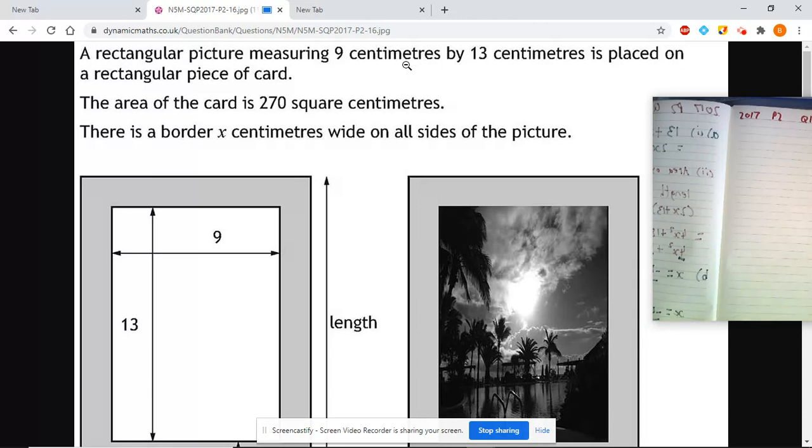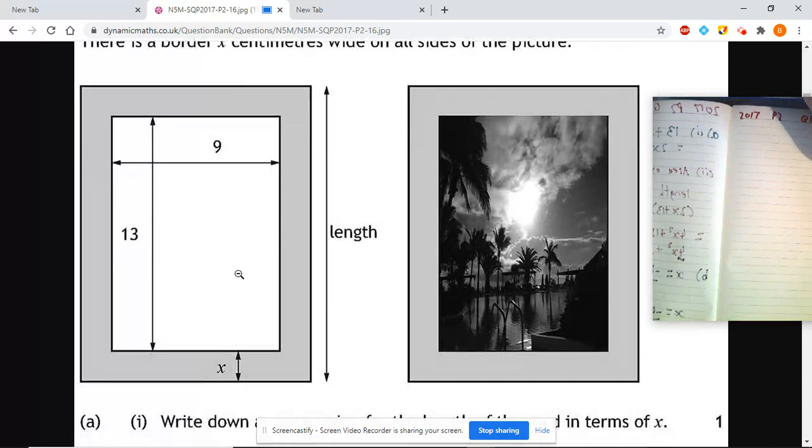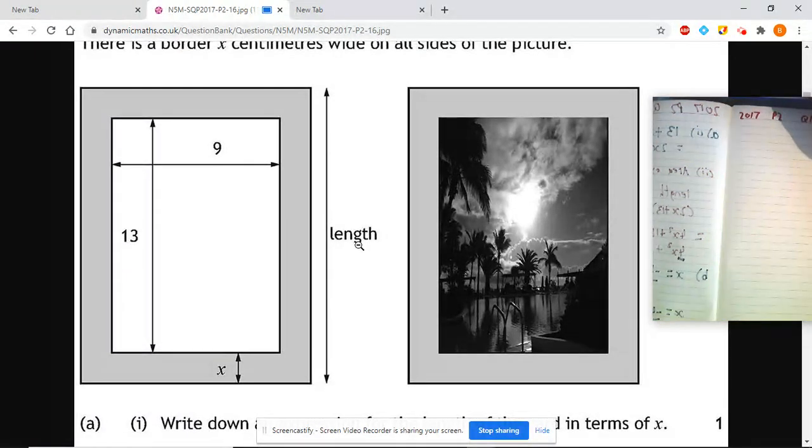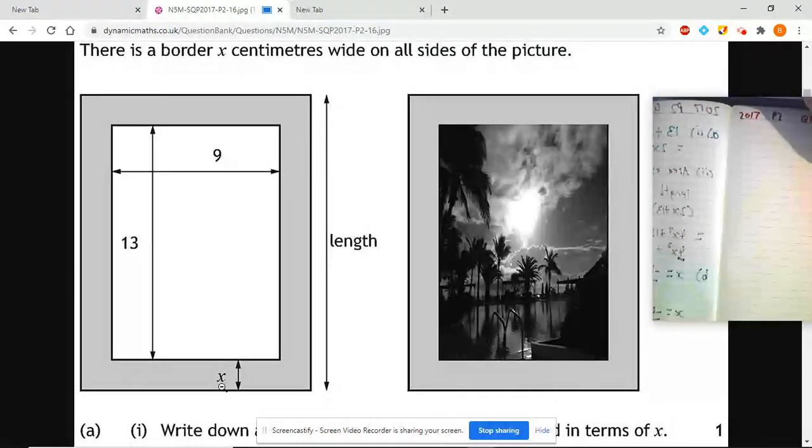The area of the card is 270 square centimeters. There is a border of x centimeters wide on all sides of the picture. And they show us this here. Okay, so a couple of things to know. First of all, this distance here is x, but that distance here is also x. And this distance here is also x. And this distance here is also x. In other words, this border is the same all the way around.